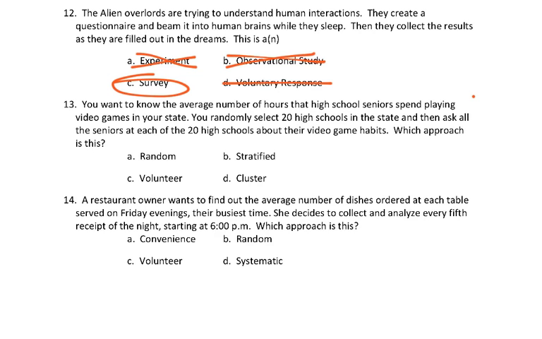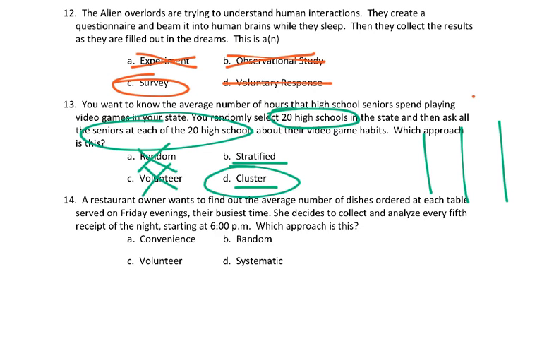Which approach is this? Well, we know it's not random, and we know we're not volunteering, so it's stratified or cluster. Remember, in both of these, you put people into groups. Okay, here we've got high schools. In a stratified, you take some people from every group. In cluster, you take everyone from the groups you select. Here they're only selecting 20, but they're doing every senior. That makes it a cluster.